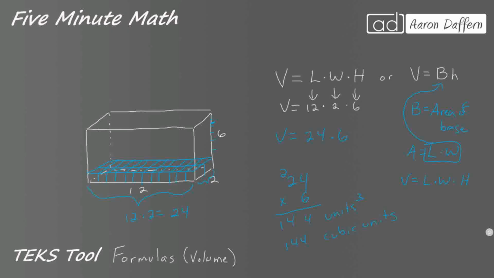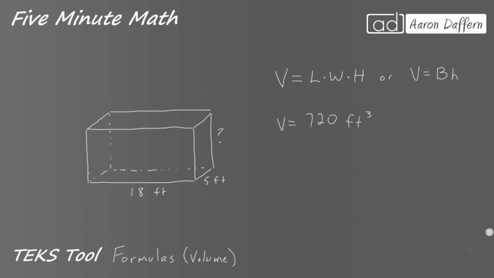Let's look at another example. Sometimes you will get a shape and they're going to actually give you the volume. So for this particular rectangular prism, they give us the volume at 720 cubic feet. We've got a length of 18 feet. We've got a width of 5 feet. And instead of finding the volume, which they gave us, they're asking us for the height. So what is our unknown height?